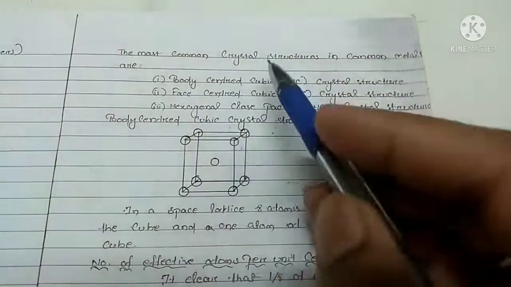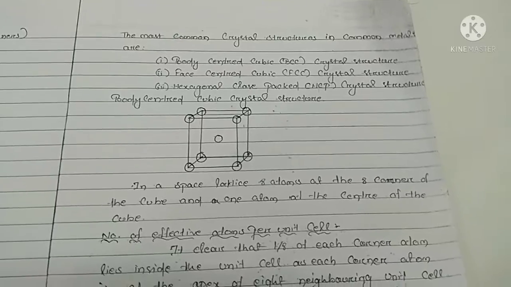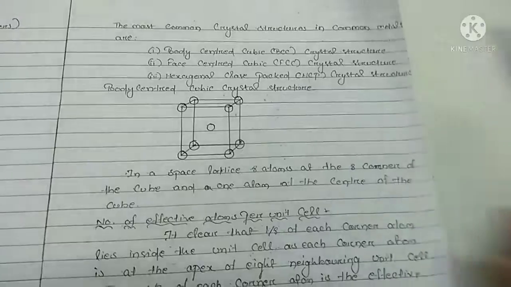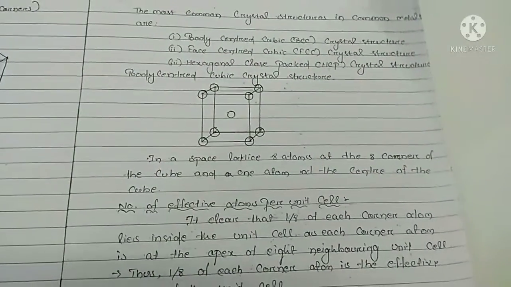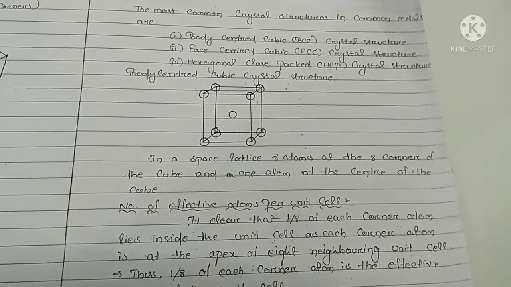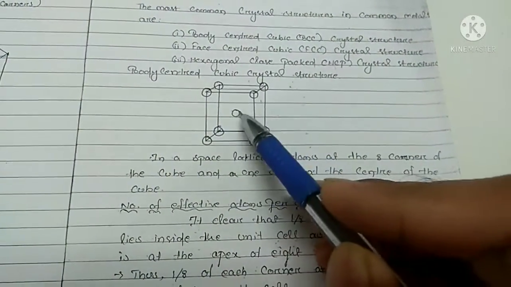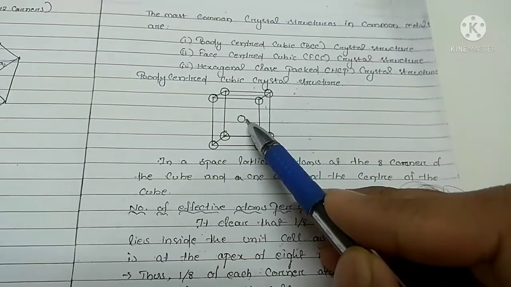Let us discuss the most common crystal structures of metals. There are three types of crystal structure: body centered cubic, face centered cubic, and hexagonal close packed. The first one is the body centered cubic crystal structure. In a body centered cubic crystal structure, 8 atoms are at the 8 corners of the cube and 1 atom is at the center of the cube.